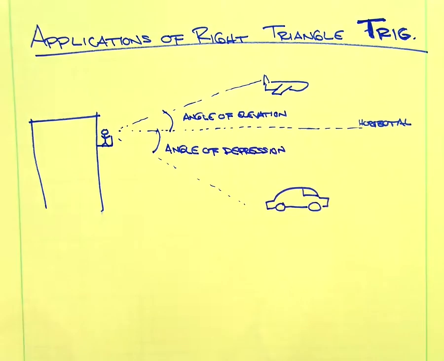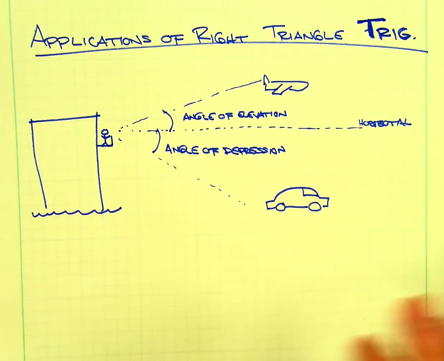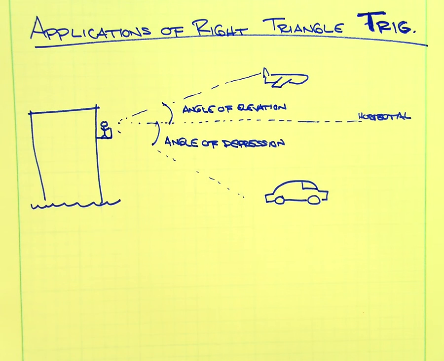So when a problem gives you an angle of elevation, say an angle of elevation is 20 degrees, then you know he's looking up. Whereas if it gives you an angle of depression, then you know they're looking down. So let's go ahead and do an example problem.